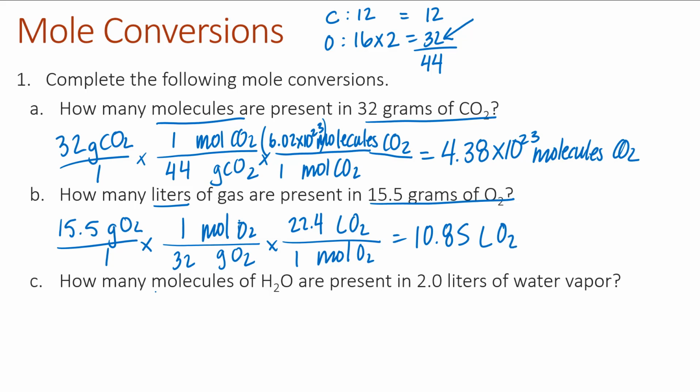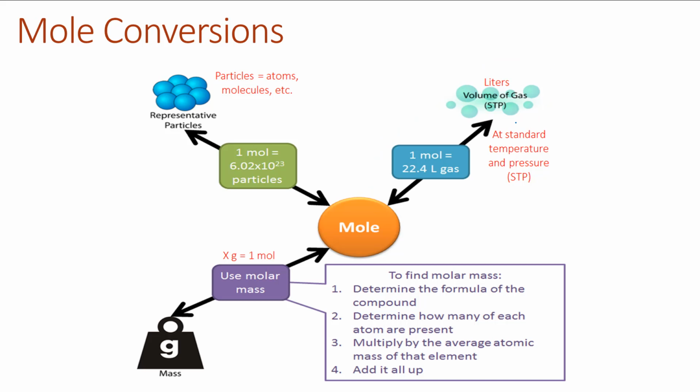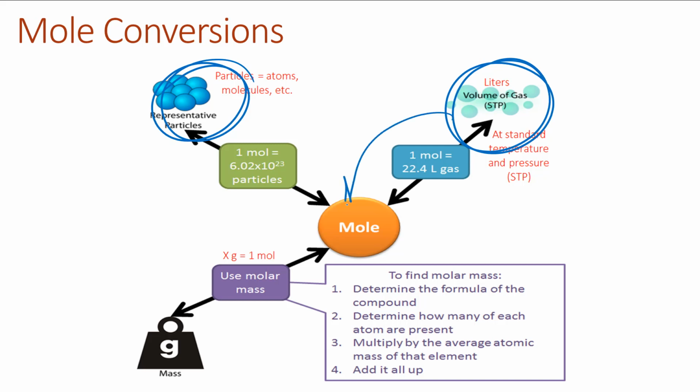Last question on this page is asking how many molecules of water are present in 2 liters of water vapor. So I've got 2 liters of water vapor. So this is gaseous water. And I want to convert this to molecules. So this time we're going to start with our liters and we want to get this to molecules. So we're going to change liters to moles and then moles to molecules.